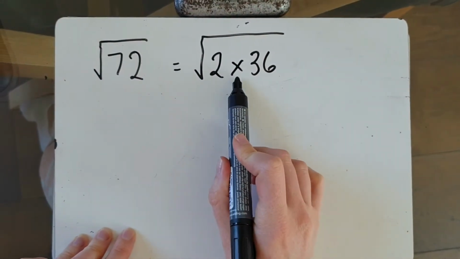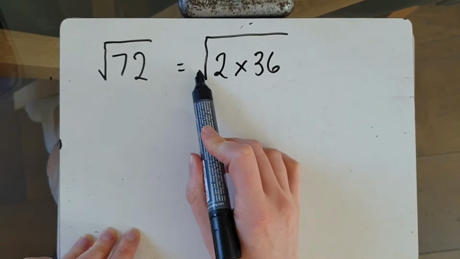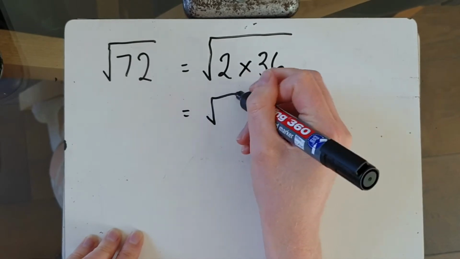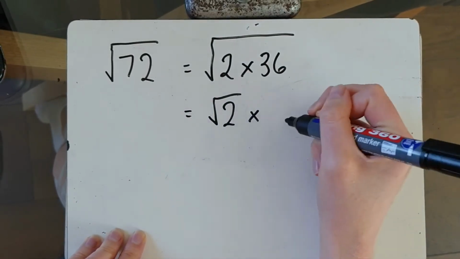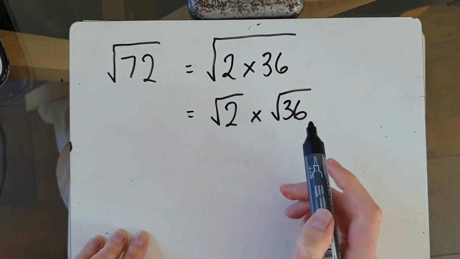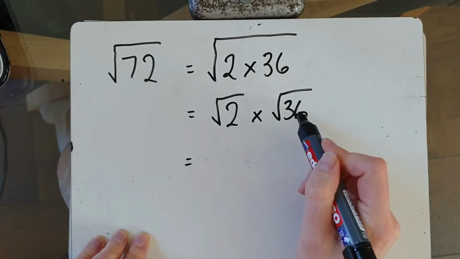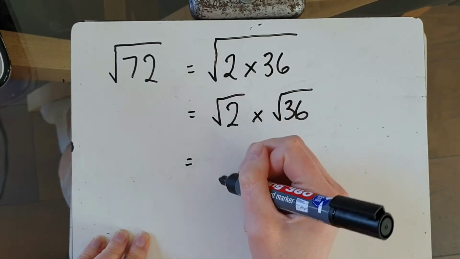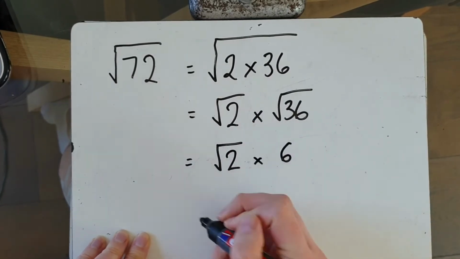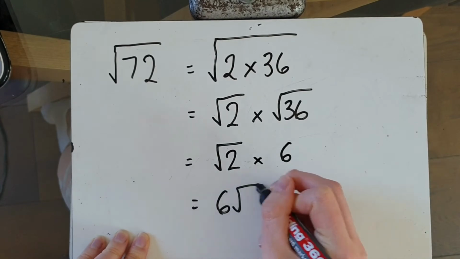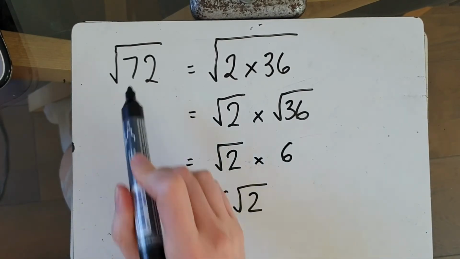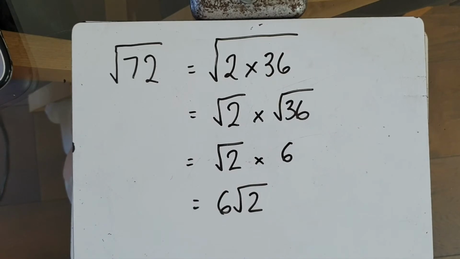When we have a multiplication sign under a square root sign, we can split the surd into two separate square roots multiplied together. So we've now got root 2 times root 36. Root 36 is just 6, so we've got root 2 times by 6, and we can write that as 6 root 2. So 6 root 2 is the simplification of root 72.